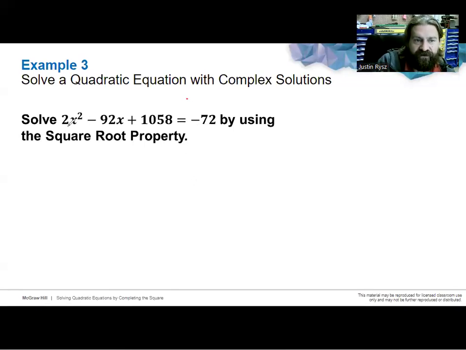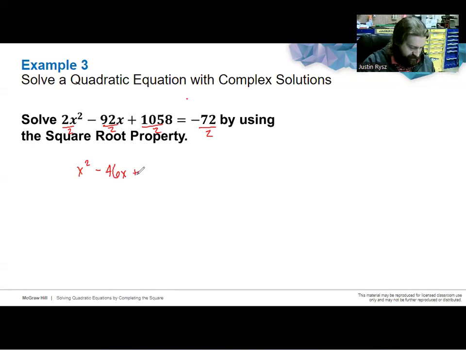What we've got going on here, if you notice, is we have this 2 in front. So what we're going to do first is divide everything by 2. So we get x squared minus 46x plus, what's 1058 divided by 2? 529, equals negative 36.